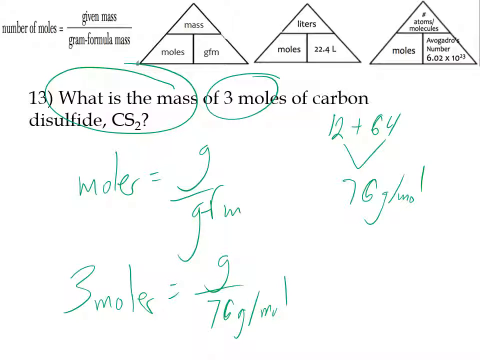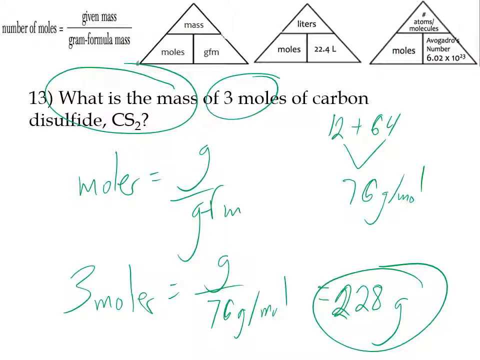I'm looking for the grams up top, so I multiply across, 3 times 76, and 3 times 76 means that 3 moles of this stuff will weigh 228 grams. Each mole weighs 76 grams. If I have 3 of them, it's just 76 plus 76 plus 76, and the total of that is 228 grams for my whole sample.